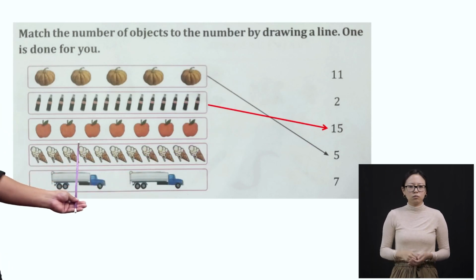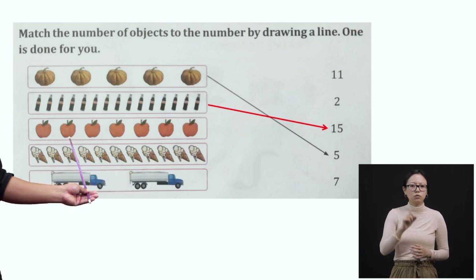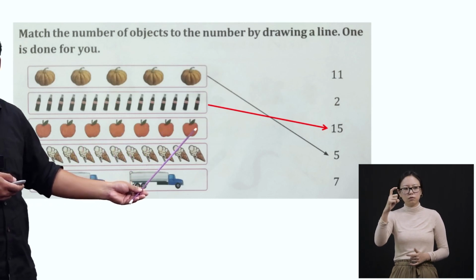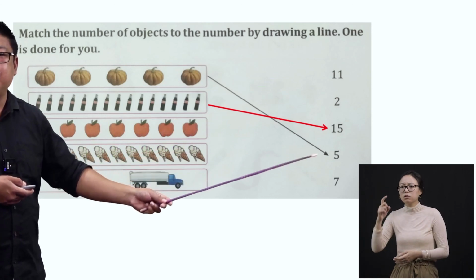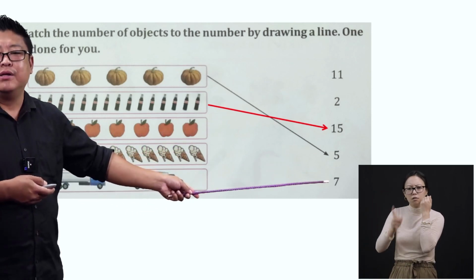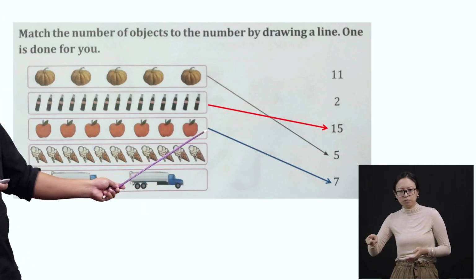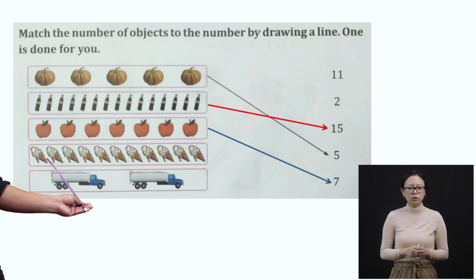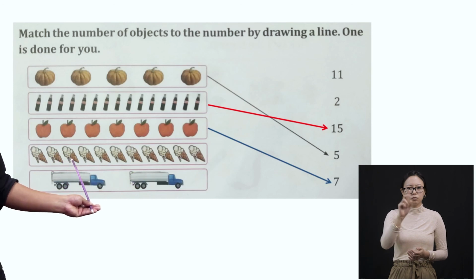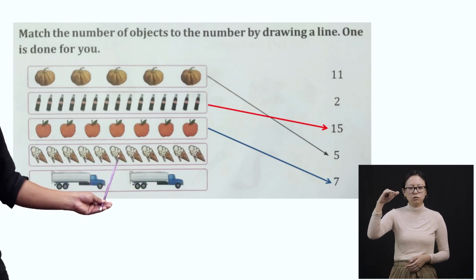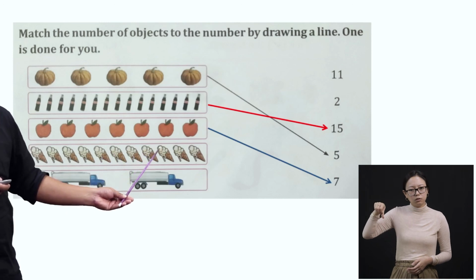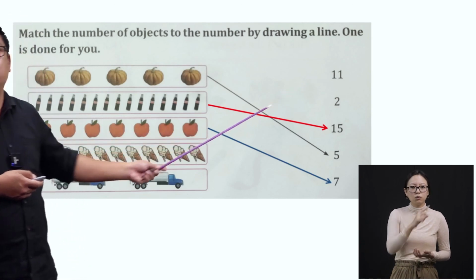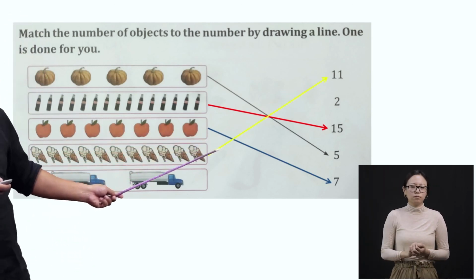In the same way, for the second row, 1, 2, 3, 4, 5, 6, and 7. So in this column, we see that 7 is at the bottom. So we will draw another line connecting this to 7. All right, children? Similarly, we will connect this. We will count 1, 2, 3, 4, 5, 6, 7, 8, 9, 10, 11. So we have 11 on the topmost. So we will draw a line from these ice creams to 11.